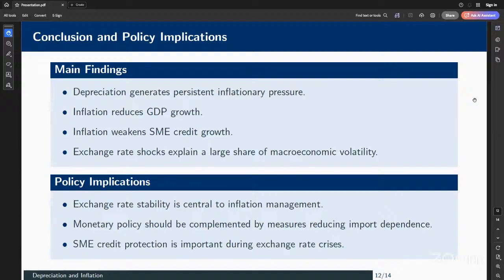However, these findings should be interpreted cautiously. This is still a working paper, and the VAR framework identifies dynamic relationships, not very strong causal effects. The sample size is relatively small, and the 2022 crisis was an extraordinary structural event. So these results should be understood as preliminary evidence and a foundation for further research.